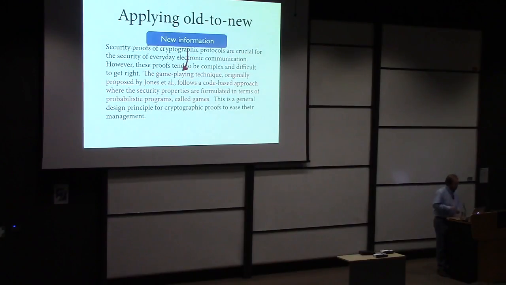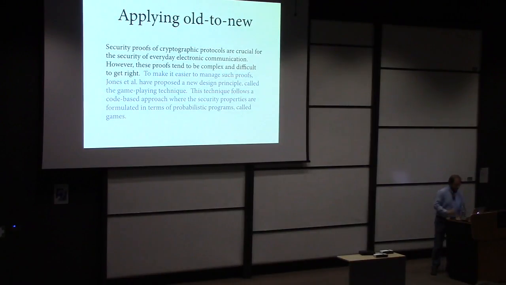So looking back at this example again, the problem was precisely that the new information, as you identified it, the game playing technique, was at the beginning of the sentence, so it came out of nowhere, and it wasn't clear how it connected to the previous sentences. Here's one way you could fix this: However, these proofs tend to be complex and difficult to get right. To make it easier to manage such proofs, Jones et al. have proposed a new design principle called the game playing technique. This technique follows a code-based approach where blah, blah, blah, blah.